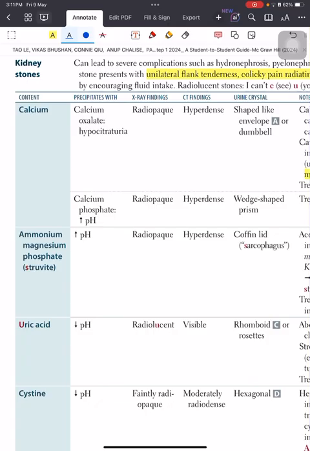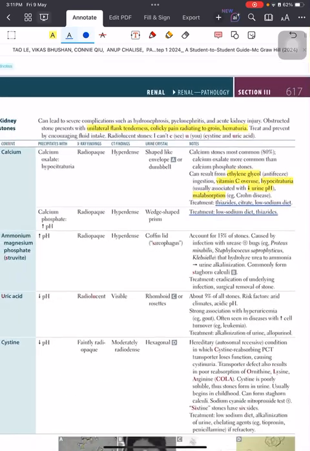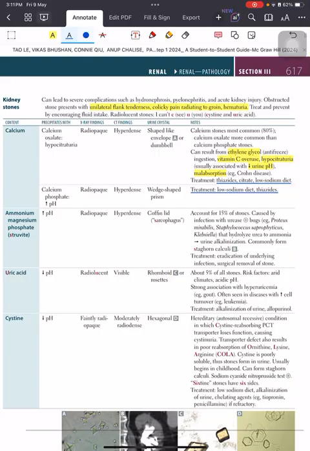Then we have the calcium phosphate. Calcium phosphate is basically more towards alkaline pH that will precipitate the stones, and it's wedge shaped, and you need to treat it with a low sodium diet and thiazides, right? So citrate has nothing to do over here. I think citrate has a chelating property. I'm not sure about this, you can check it, but that's why you use citrate in calcium oxalate stones, but no citrate in calcium phosphate stones.